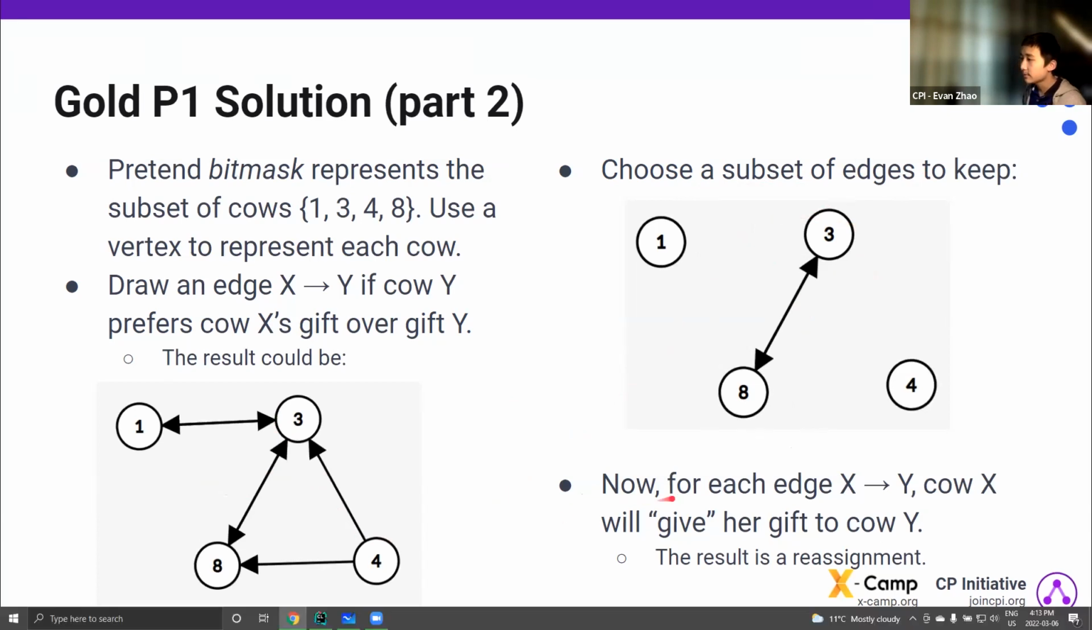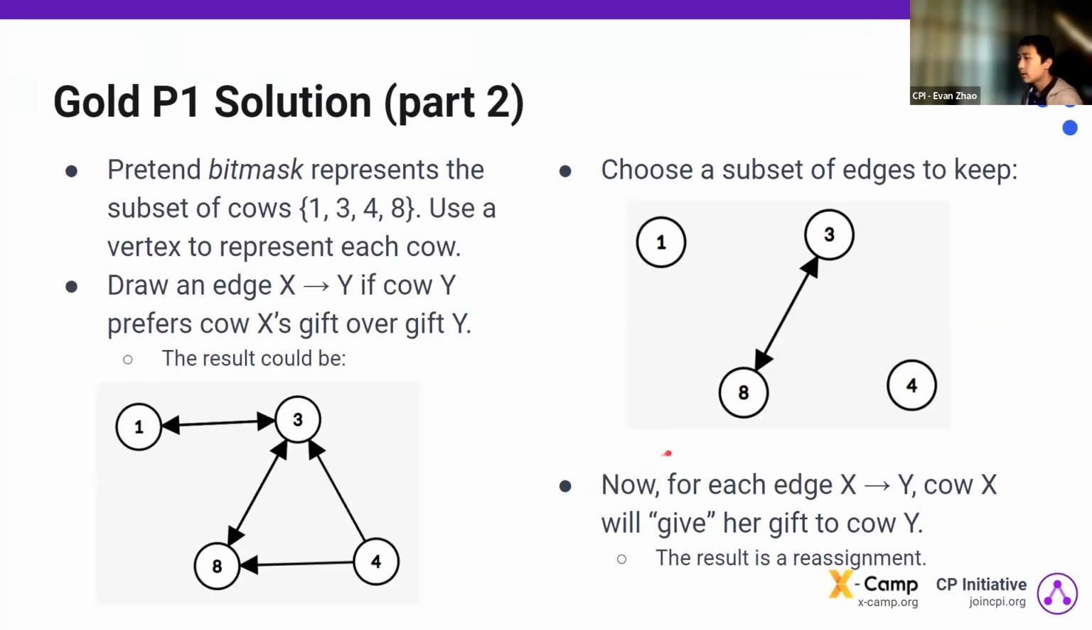Now, next step, for each edge x to y, cow x will give her gift to cow y. Notice that the result will be a reassignment. So that's why we are doing directed edges in this graph. It's intuitive because, for example, cow 4 can give a gift to cow 3. Cow 3 can give a gift to cow 8. Cow 8 can give a gift to cow 3, and so on. The result after each cow gives her gift, following the directed edges, will be a reassignment, just like what the problem statement says.